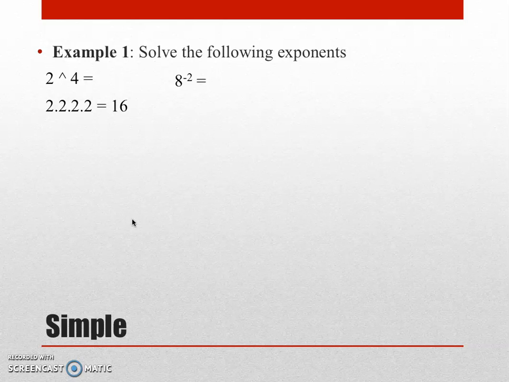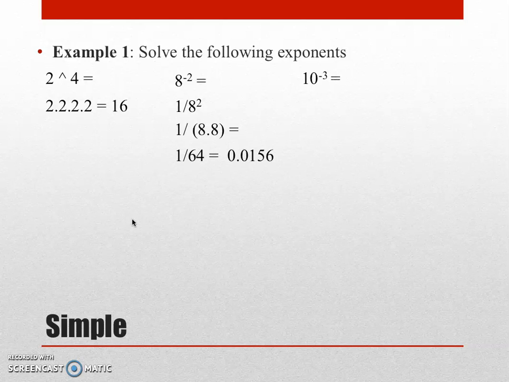8 to the power of negative 2. So as you remember, this is the same as 1 over 8 to the power of 2. And 8 to the power of 2 gives us 8 times 8. So this will come to 1 over 64. And if you put that in the calculator, you get an estimate number of 0.0156.